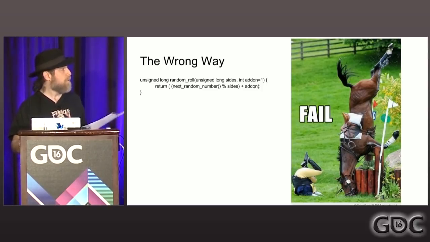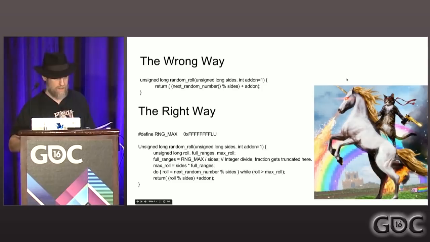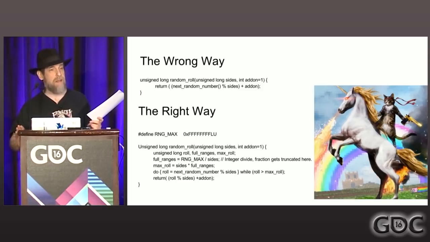So this is a common way you might take the output of an RNG and use it to roll an n-sided die. It looks fine, the top one, doesn't it? But thousands of games do it that way. They get away with it.